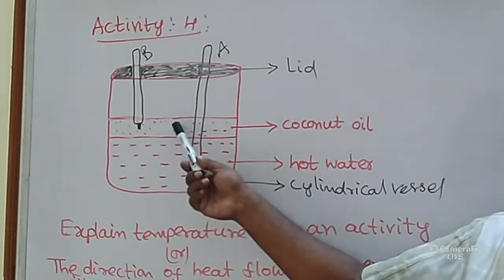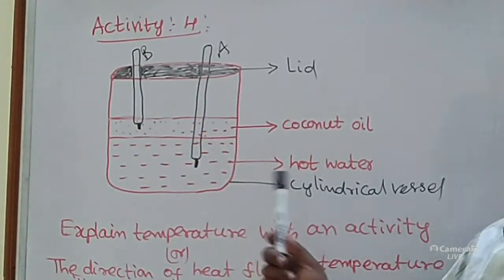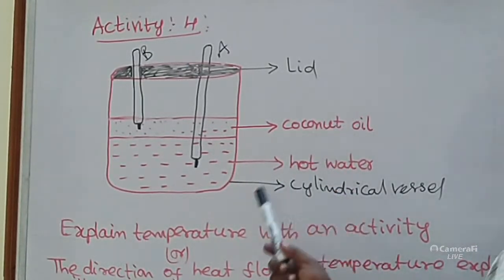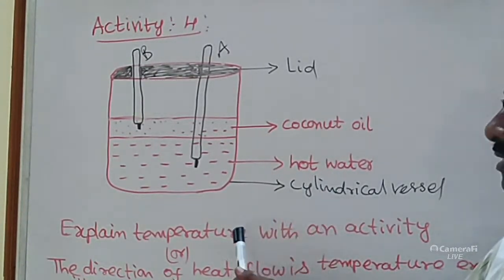So here hot, to here cold. So the direction of heat flow, here we need temperature, not heat. The direction of heat flow is called temperature. So the result: the direction of heat flow is called temperature. This is proved with the activity. By using this activity I have proved it. That is the answer.